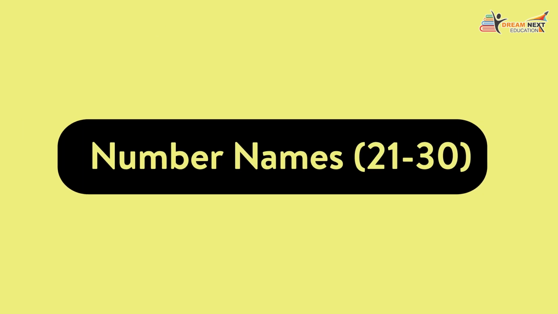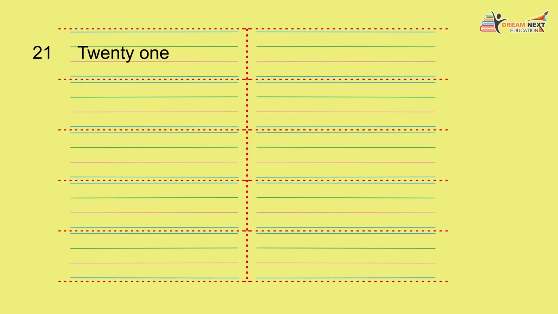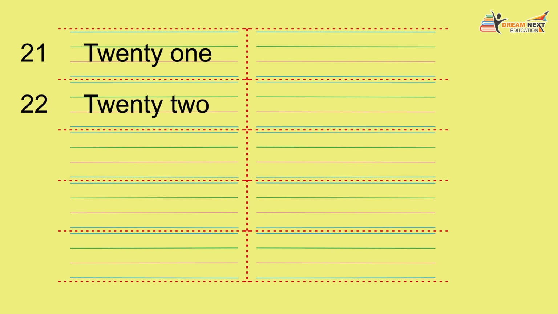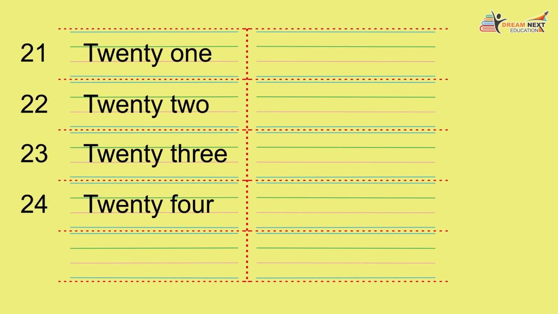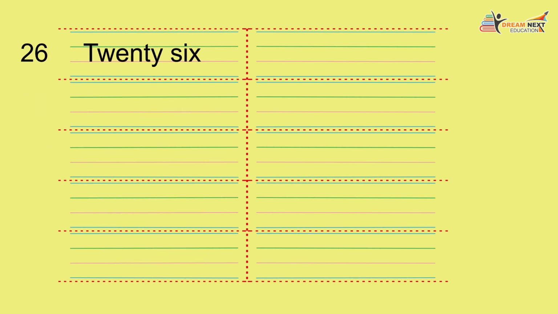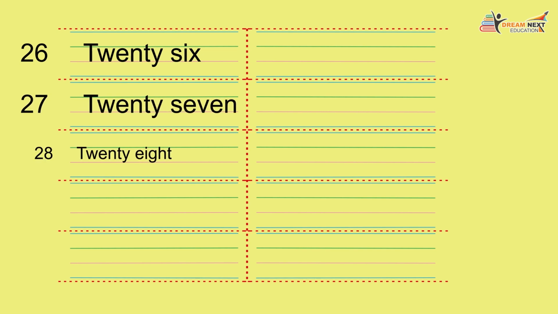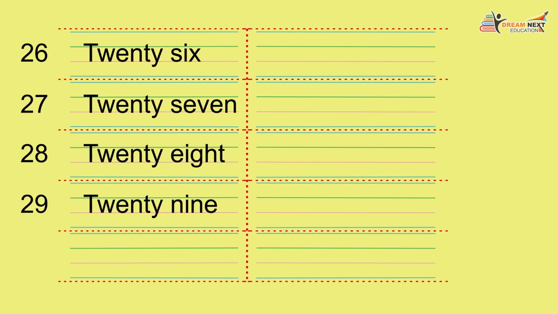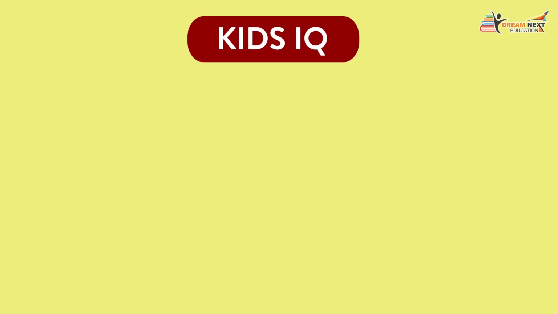Number names: 21 to 30. 21, 22, 23, 24, 25, 26, 27, 28, 29, 30. Kids IQ. 1.